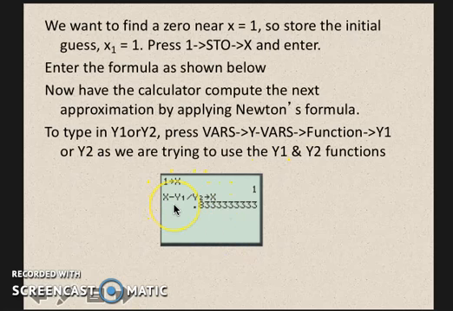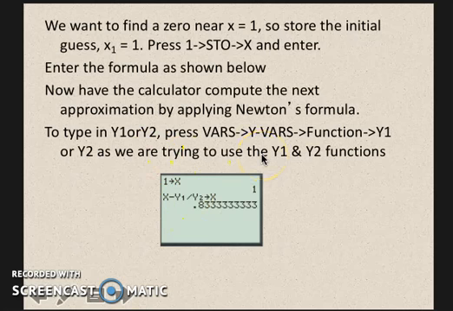This is the formula: x(n+1) equals xn minus f of xn over f' of xn. So we don't have to enter the x(n+1). After hitting that, you have to enter this formula: x minus y1 over y2. Now where are this y1 and y2 coming from?